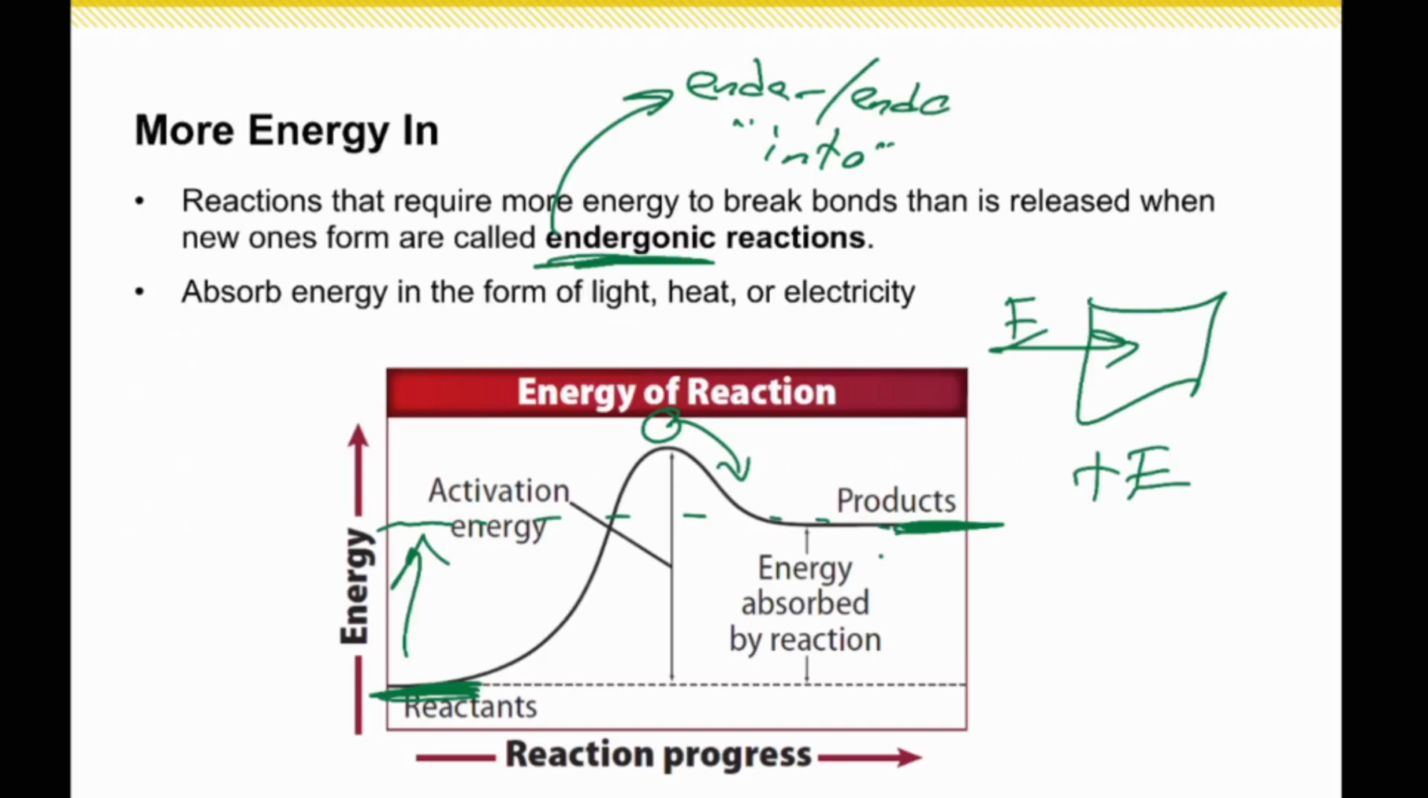And remember, we need energy to break bonds. Whenever we're breaking apart bonds, energy has got to be input. Endergonic reactions can involve any type of energy. This energy could be in the form of light, like UV radiation. For example, hydrogen peroxide, H2O2, breaks down in light.